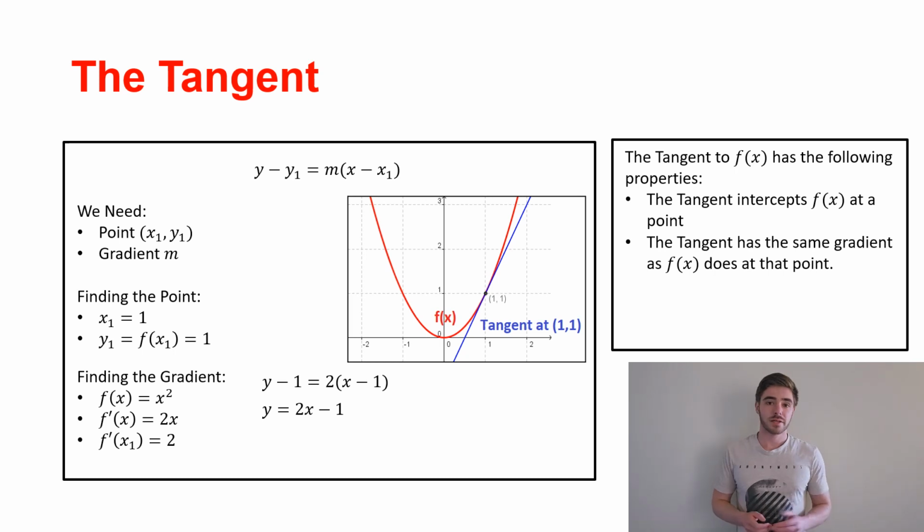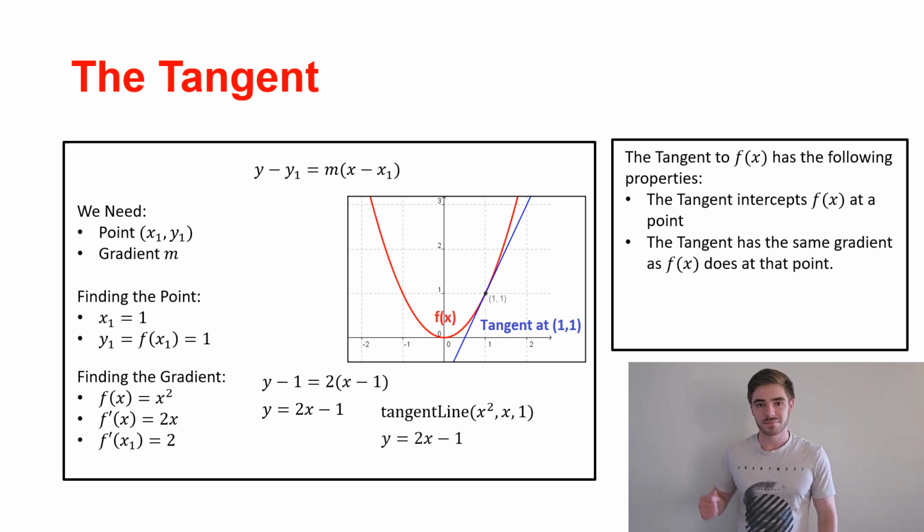If you have a CAS on hand, then you can shortcut the entire process by using the tangent line function. All you have to do is give the name of the function, the input variable of that function, and then the x value at which you want to take the tangent at.